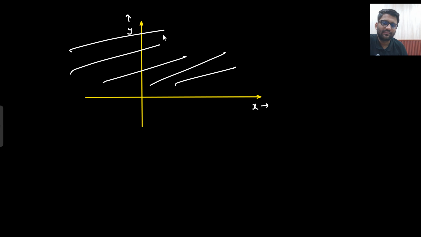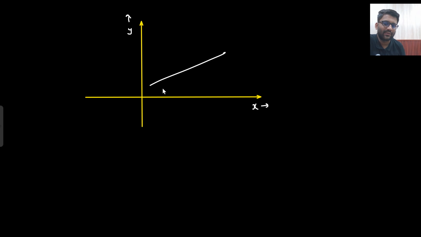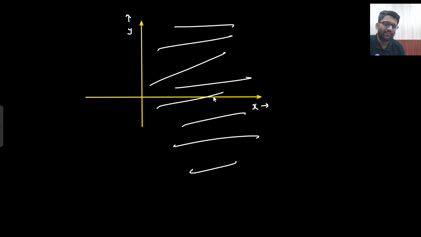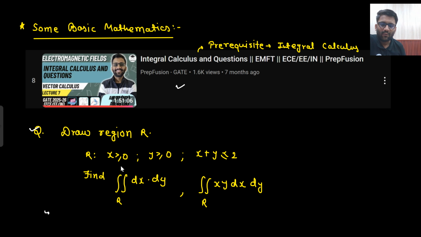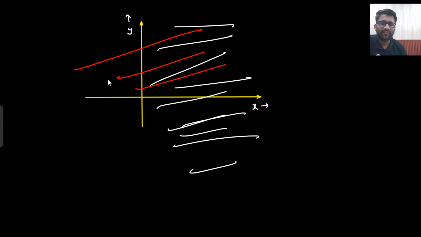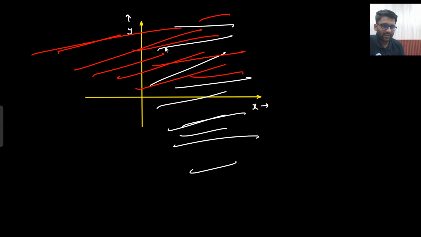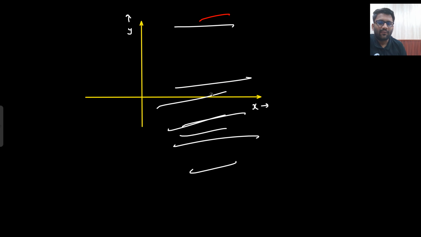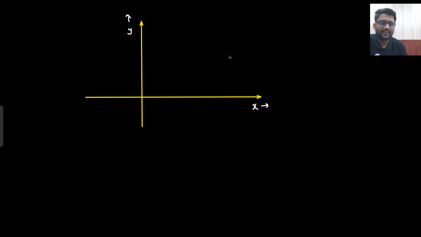So two axes are there, x and y. So x is greater than 0, that means all this region will come. Now they are saying y is also greater than 0, that means this region would come. So in both of them, what is the common region? This is the common region, no? That x is greater than 0 here, y is also greater than 0. So one thing we got to know, that we are talking about this particular region now, where x is greater than 0 and y is greater than 0.